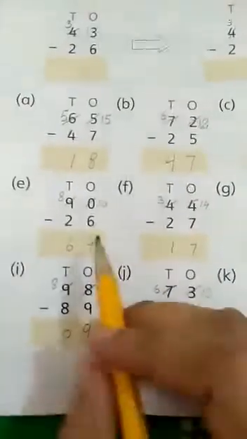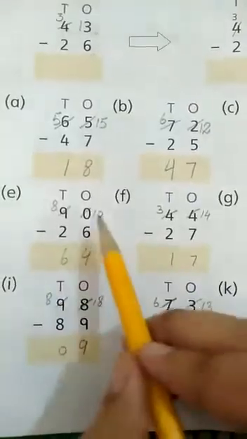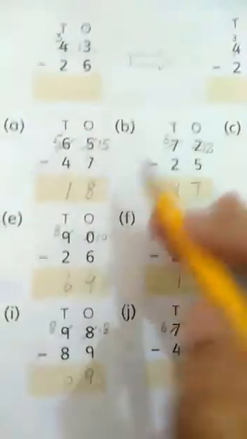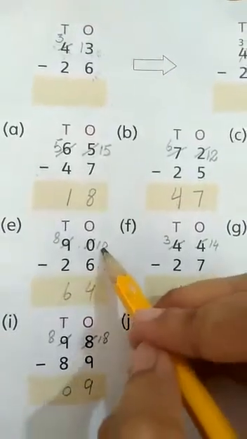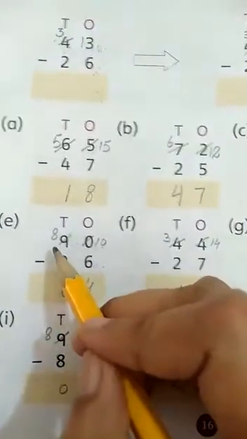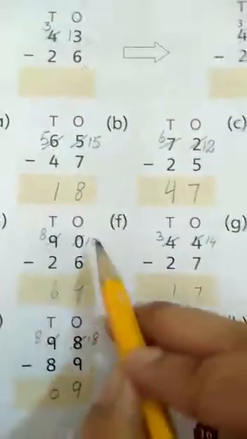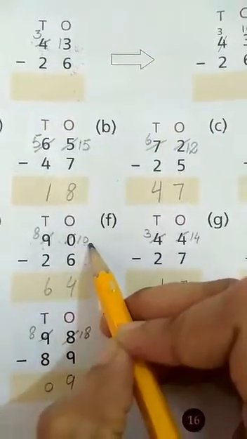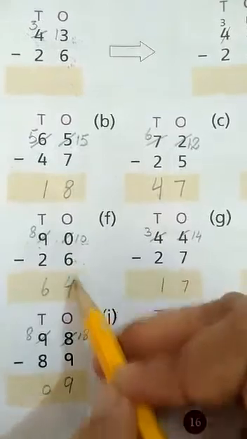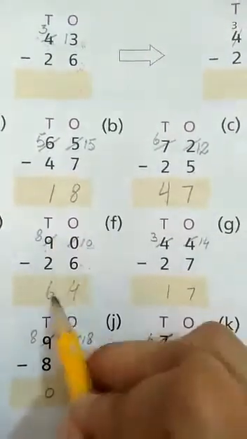Okay students, now 90 minus 26. So students, we cannot subtract 6 from ones. So we can borrow 1 from tens column. So when we borrow 1, 9 becomes 8 and 0 becomes 10. So 1 tens and 0 ones is equal to 10. So 10 minus 6 is equal to 4 and 8 minus 2 is equal to 6. So 6 tens and 4 ones is equal to 64.